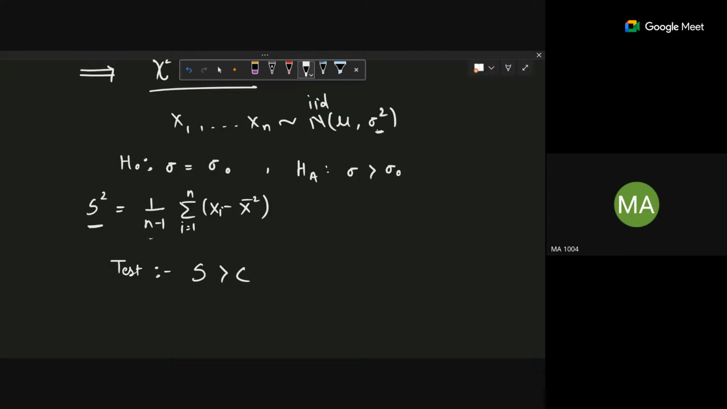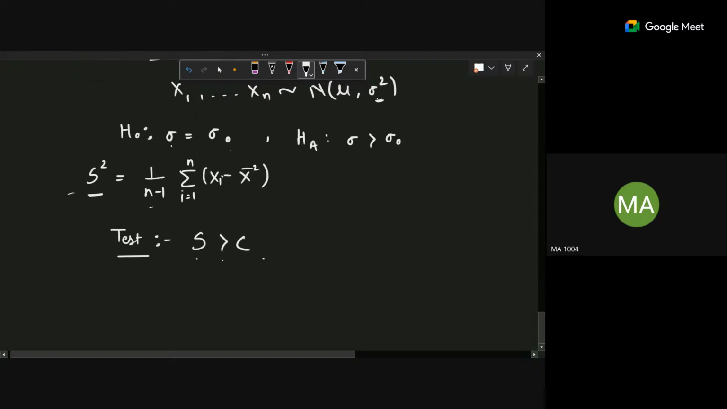The setup is we have n independent and identically distributed random variables which are normally distributed, and we are going to check whether the claim about the population variance is correct or not. That means whether your standard deviation is equal to sigma naught or greater than sigma naught. So we have this null hypothesis and alternative hypothesis. We will create our test statistic: S square is 1 upon n minus 1 summation of xi minus x bar, the unbiased estimator of the variance. So my test is S greater than C. Is it fine?